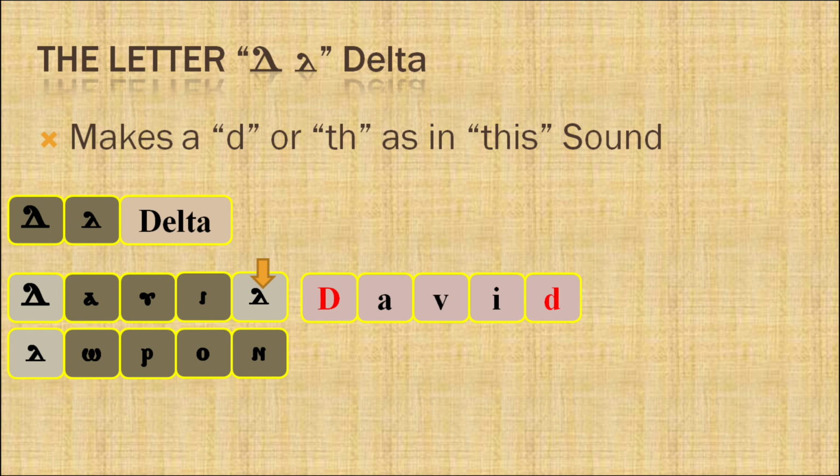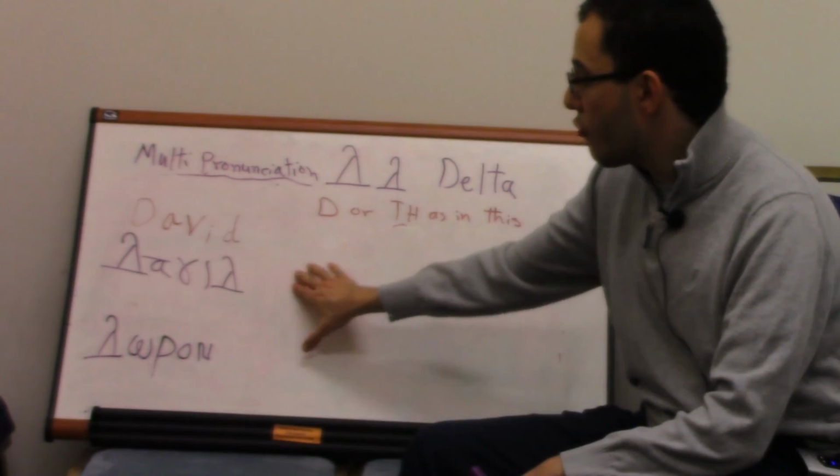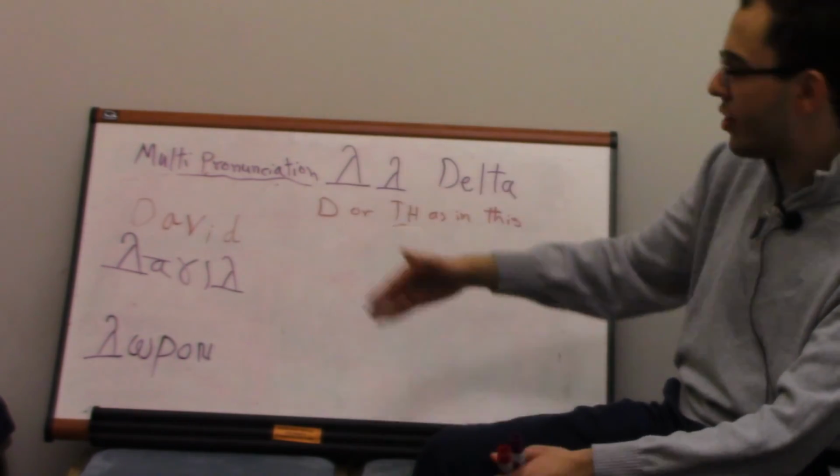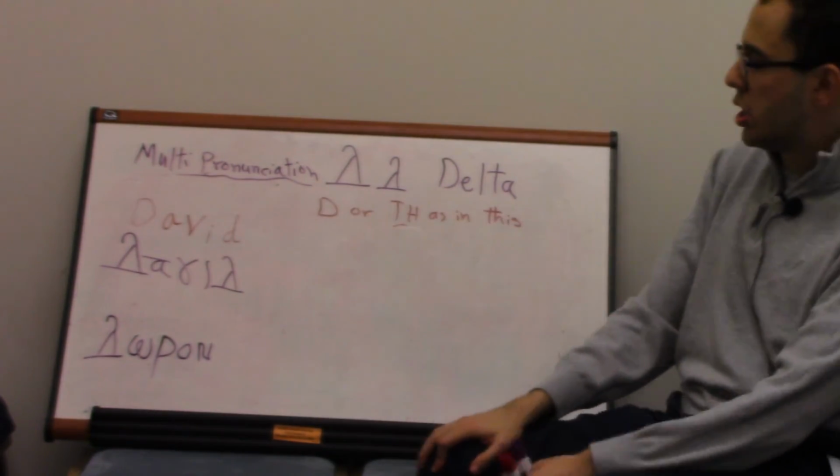And finally, another delta for a D. Remember, all of them are D's. This would be not David. Remember, the iota makes a little bit of an E sound in Coptic. So David. Now, of course, David, you know the meaning. It's David, right? This is one of the things you'll be tested on.